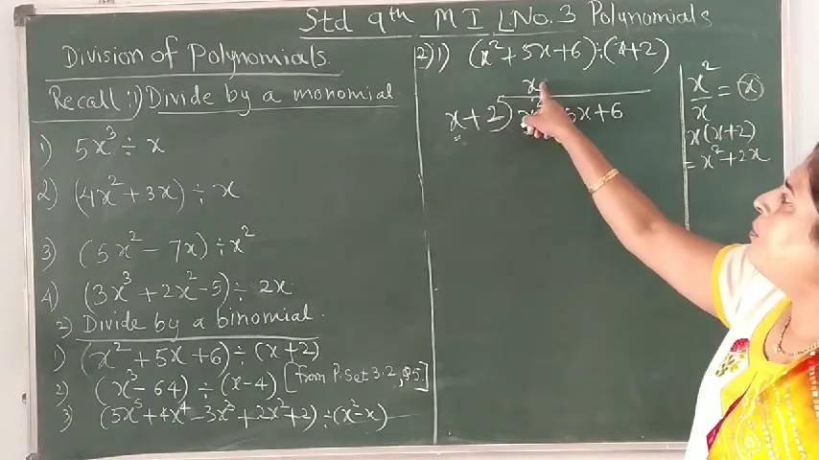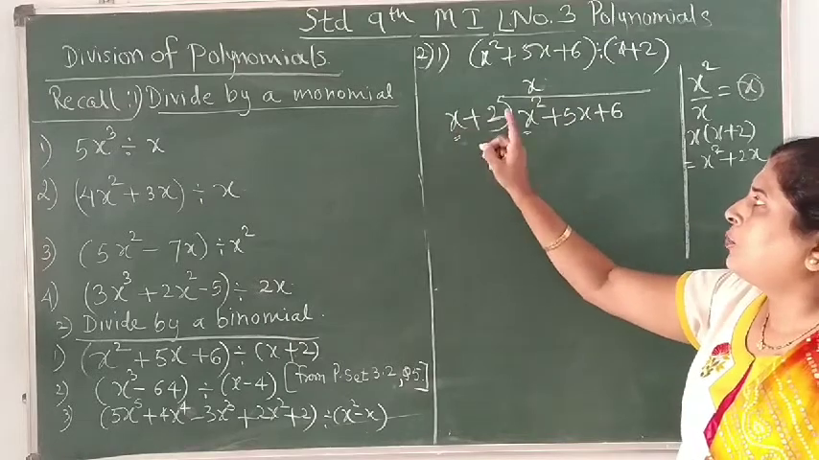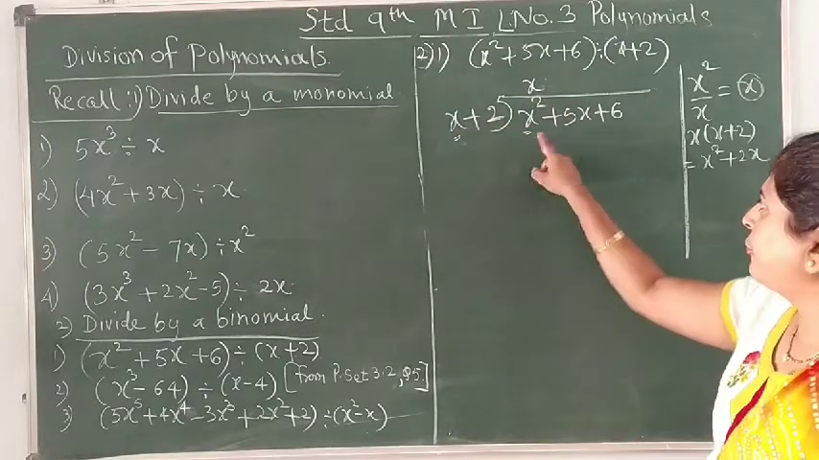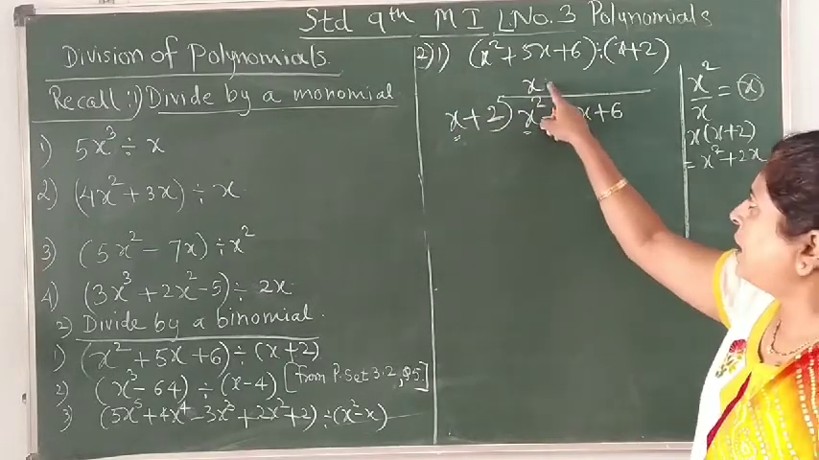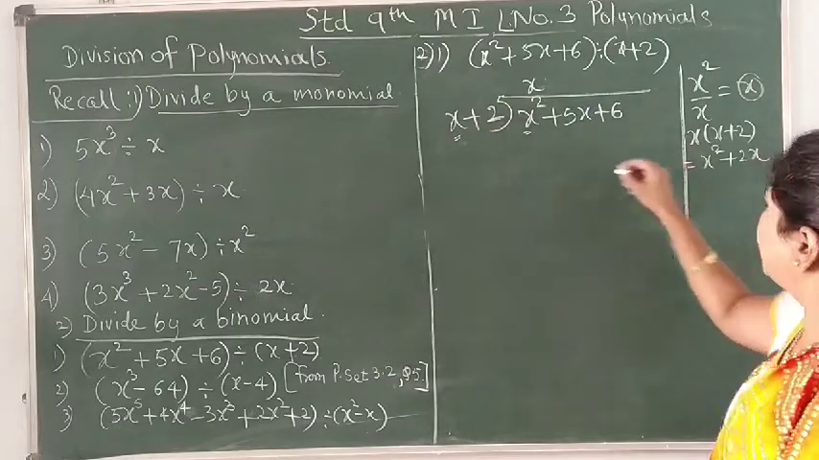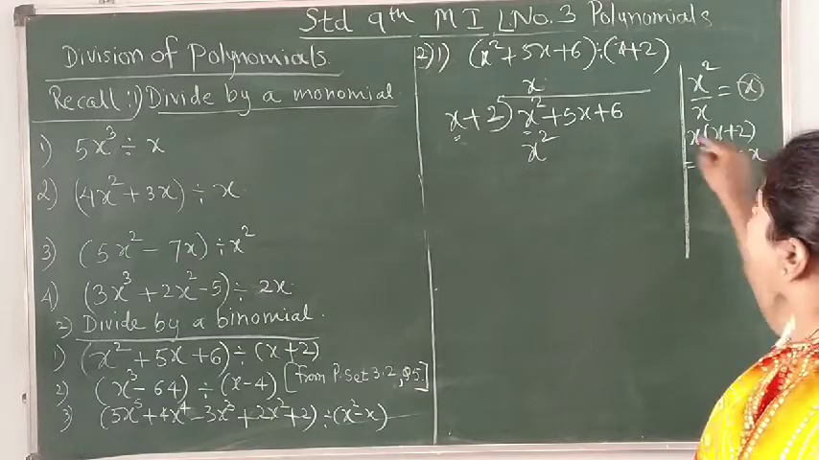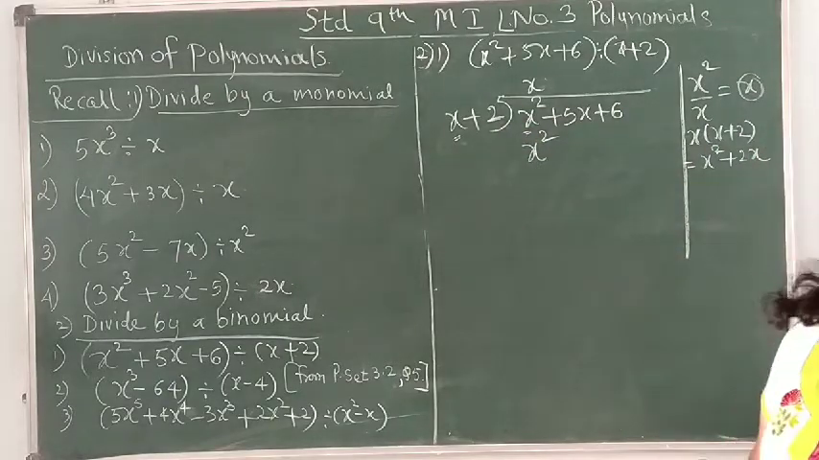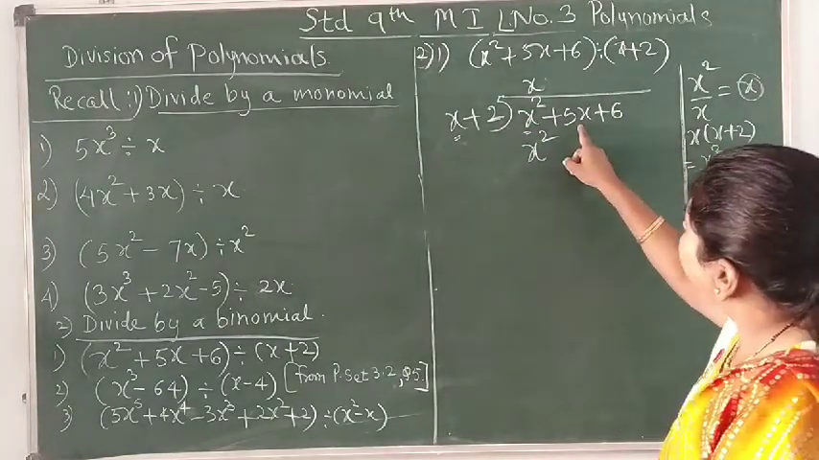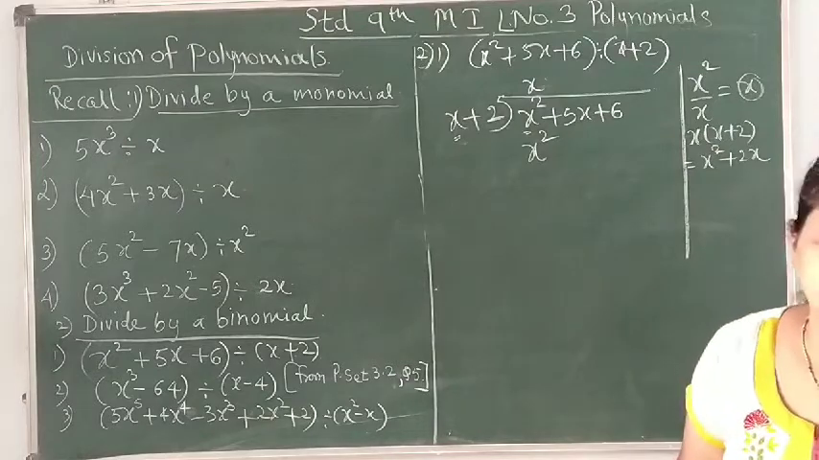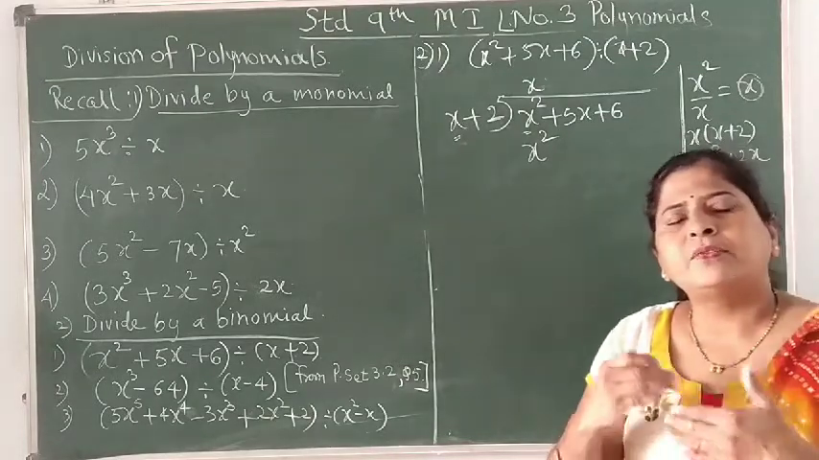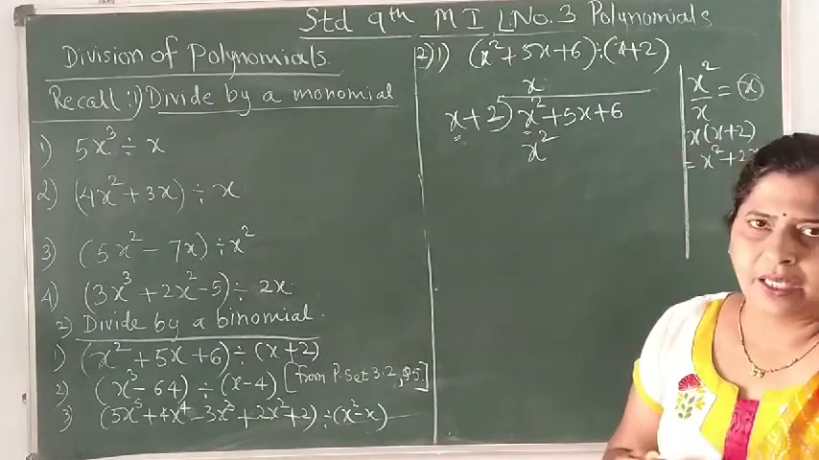So when you multiply the monomial with the binomial, we get a binomial which you have to write here. So x into x, you get x square, which we write below the x square term, and this x multiplied by plus 2, you get plus 2x, which we will write below the 5x term. So we write like terms below like terms.